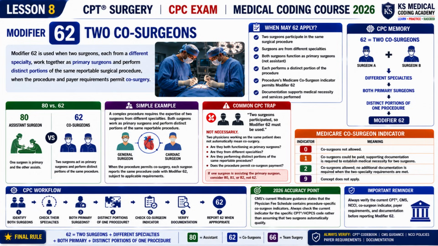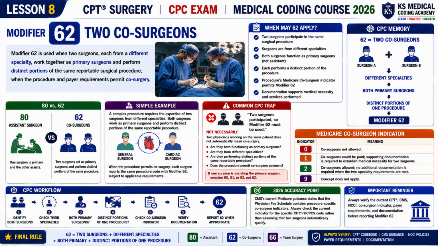For Modifier 62, both surgeons function as primary surgeons. Each surgeon performs a distinct portion of the same procedure. Here's an important distinction. Modifier 80 equals assistant surgeon. In an assistant surgeon situation, one surgeon is the primary surgeon and the other surgeon assists. With Modifier 62, both surgeons are functioning as primary surgeons and performing distinct portions of the procedure.